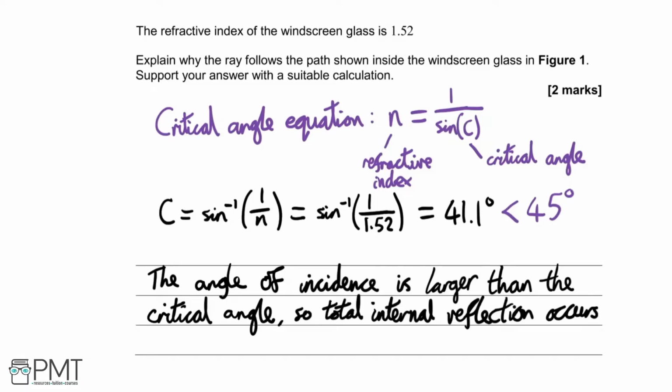So for this question, you get 1 mark for correctly doing the calculation and working out that the critical angle is 41.1 degrees. And then you get another mark for explaining why that value is significant and how there's only total internal reflection occurring.